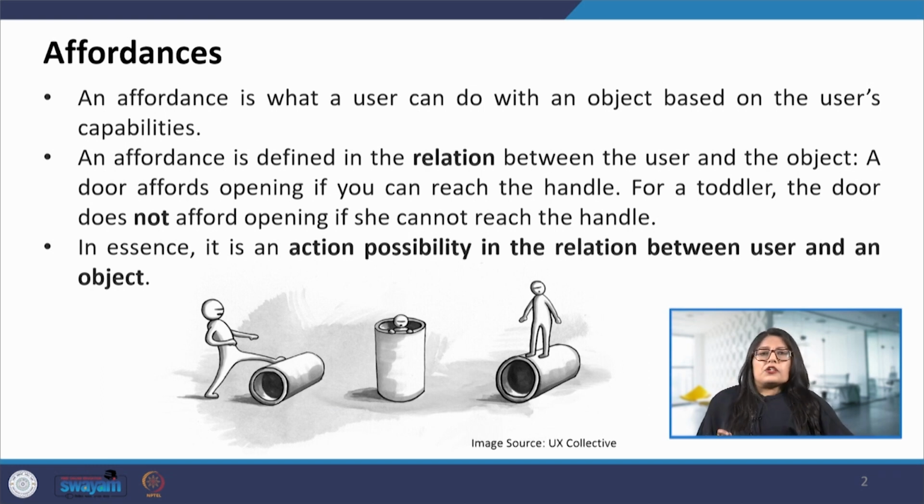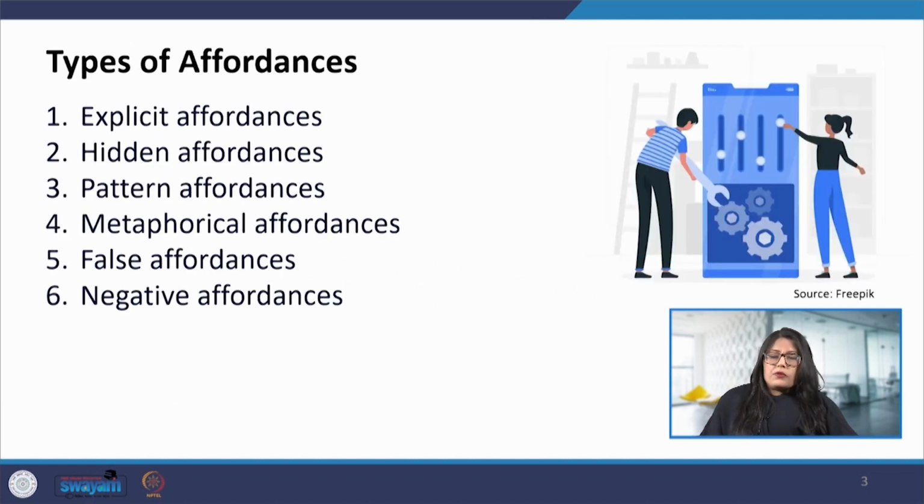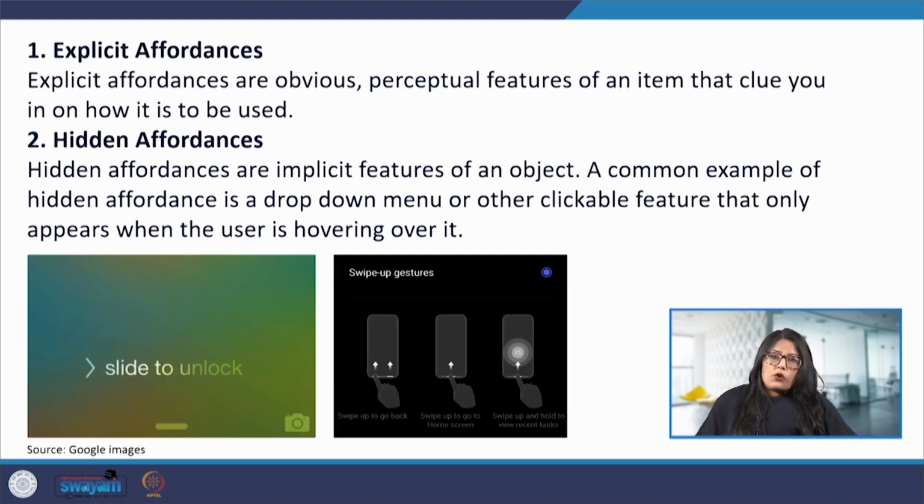Similarly, in digital media also, how the screen is communicating with the user has to be designed so that there is no miscommunication, the user does not have a high cognitive load, and he or she is able to take their activities to fruition. Now there are several types of affordances: explicit, hidden, pattern, metaphorical, false and negative affordances. We will take a look at all of them quickly.